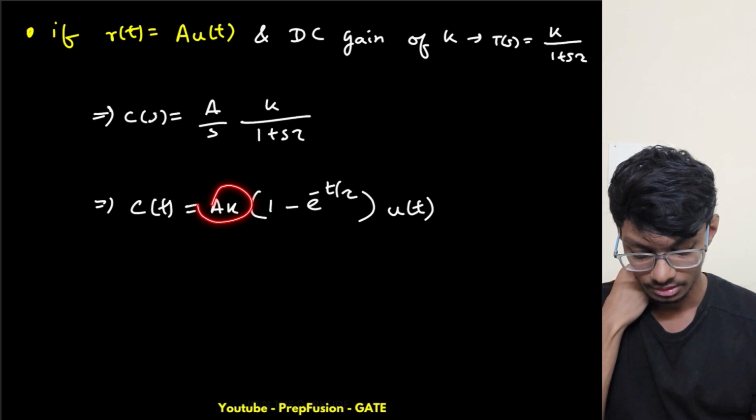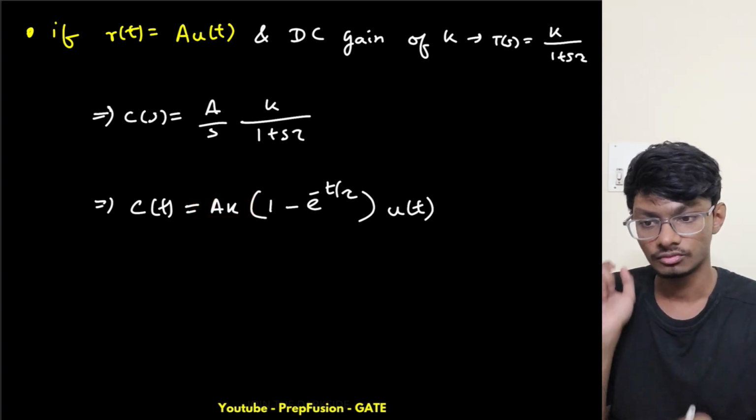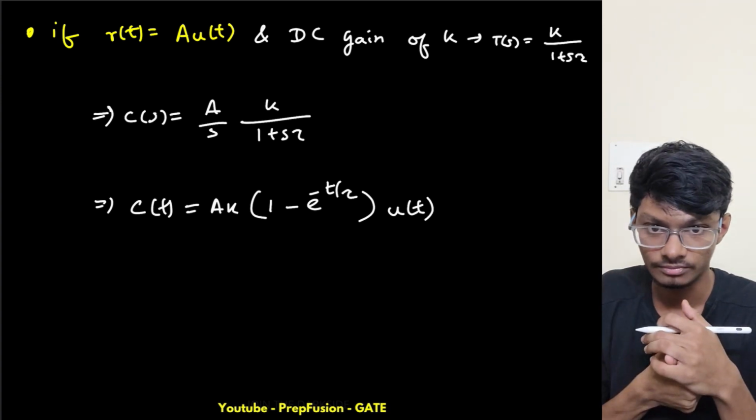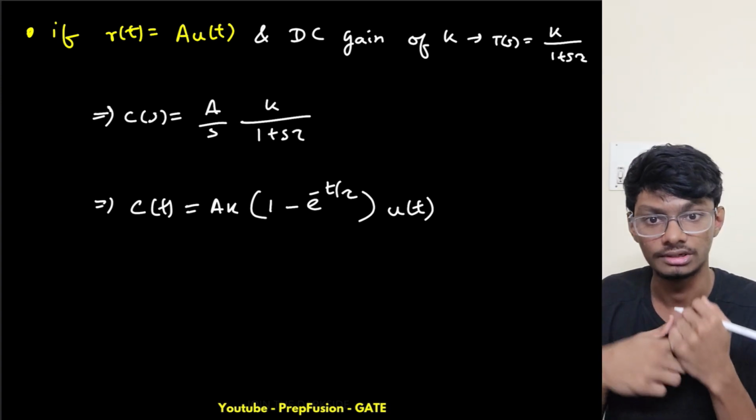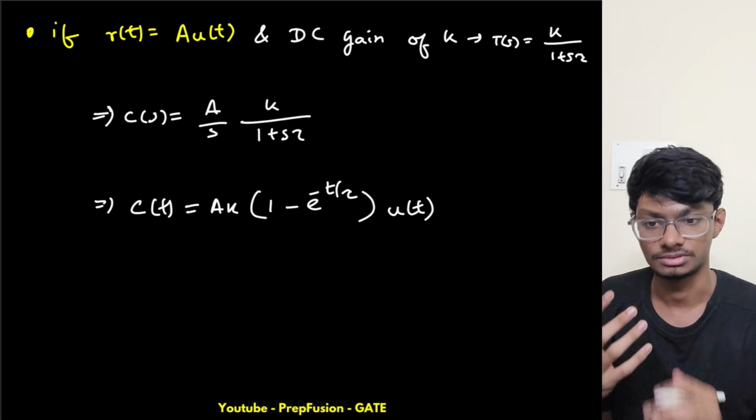Okay, so always, in the generalized cases, if nothing is set, obviously we'll assume that it is a unit step and the DC gain is 1. Now if something is set, then the generalized formula will be like this. Okay, keep this in mind.